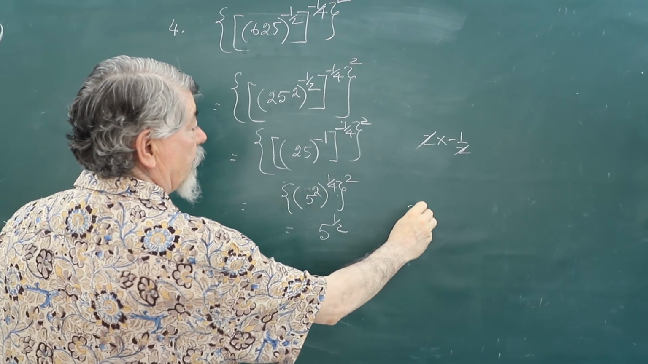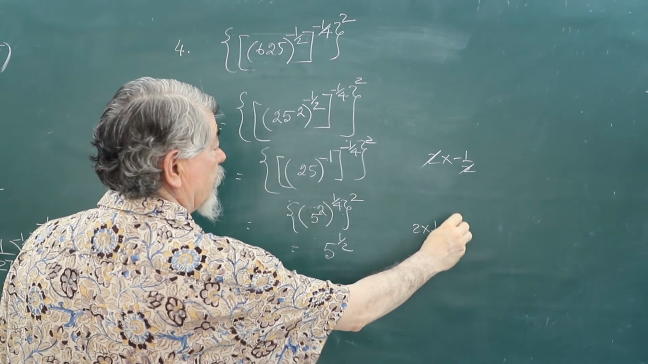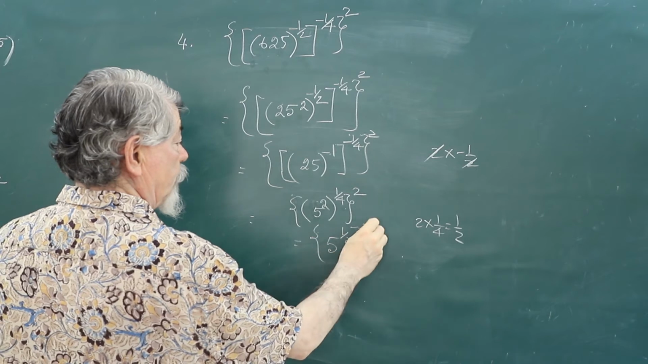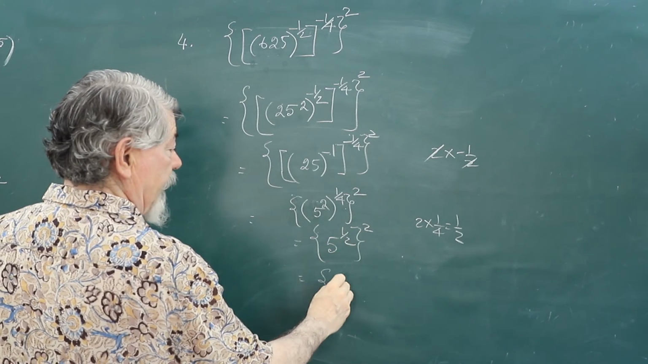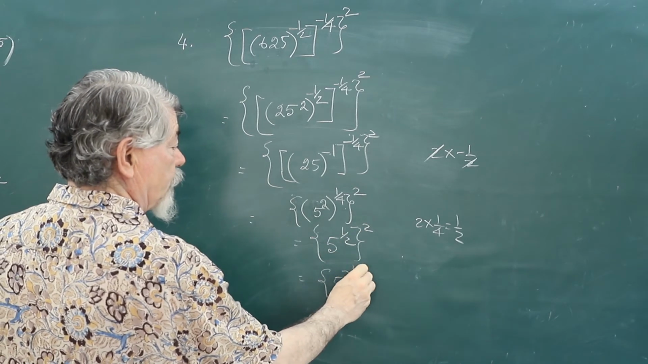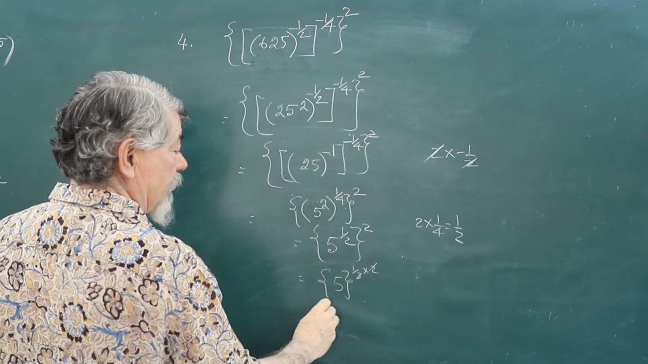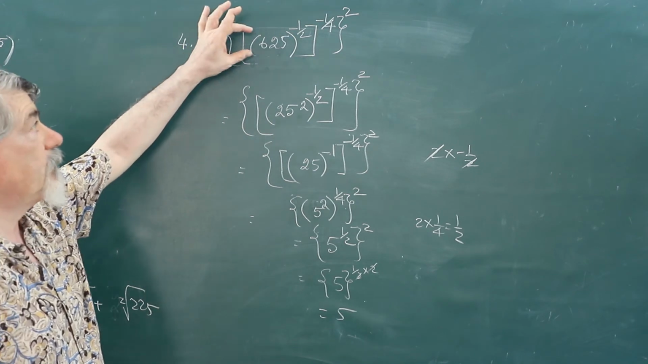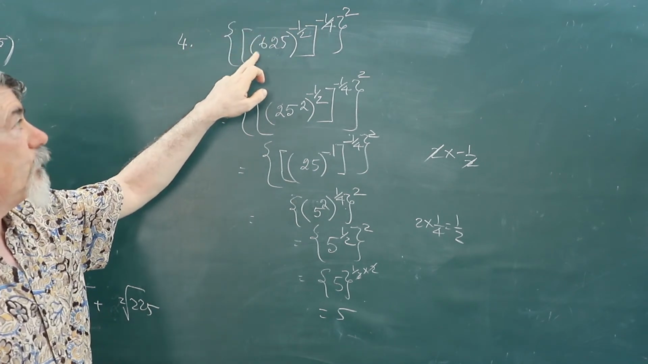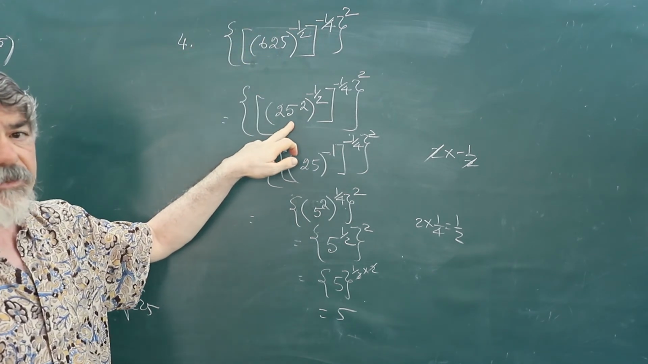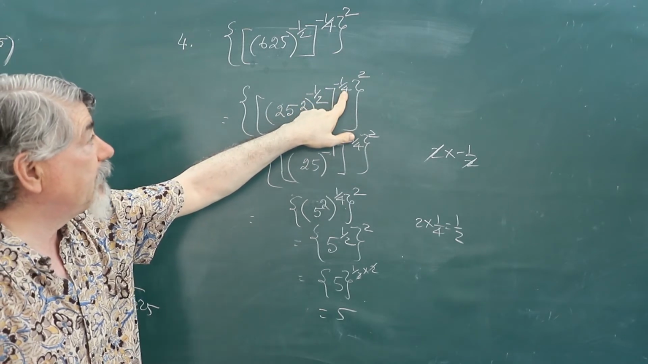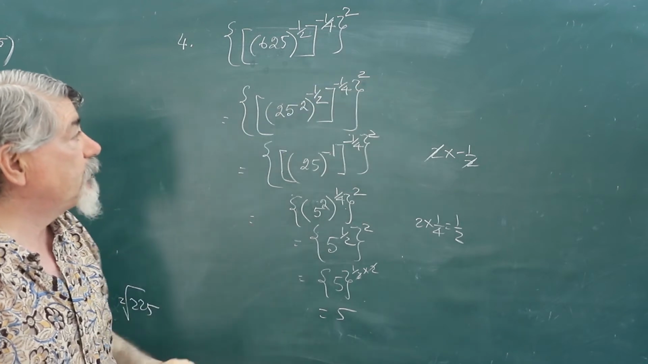2 into 1 upon 4 will give you 1 upon 2, to the power 2. So it will become what? 5 to the power 1 upon 2 into 2. That will give me 5 as the answer. So we started with 625. I wrote 625 as 25 to the power 2 to the power minus 1 upon 2 to the power minus 1 upon 4 to the power 2.